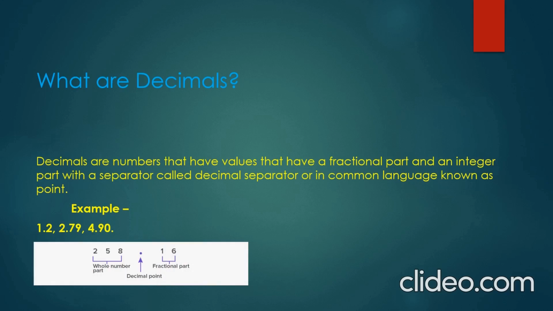What are decimals? Decimals are numbers that have a fractional part and an integer part with a separator called the decimal separator, or in common language known as point. Example, 1.2, 2.79, 4.90.